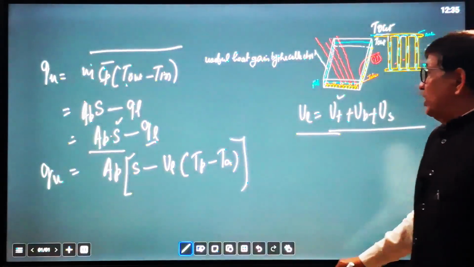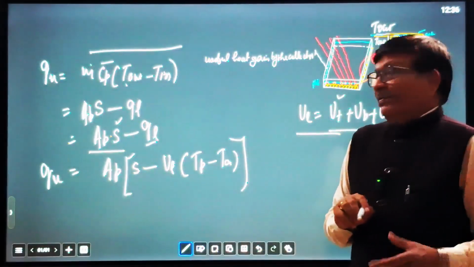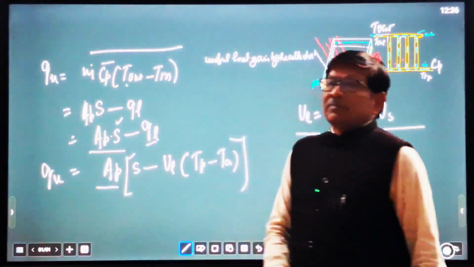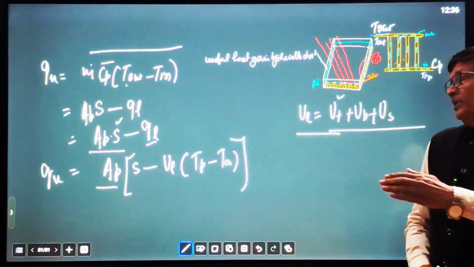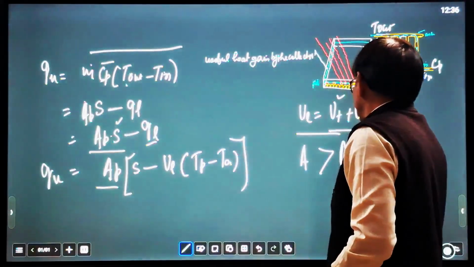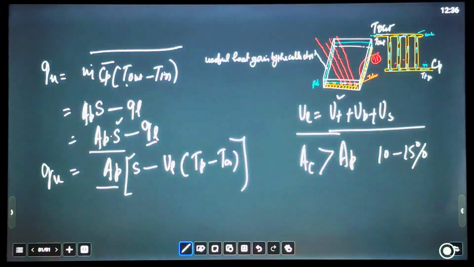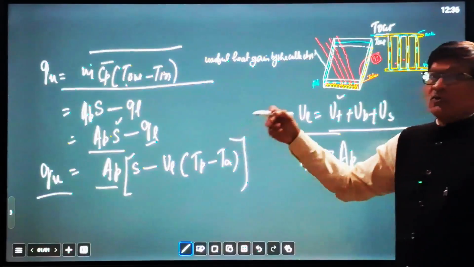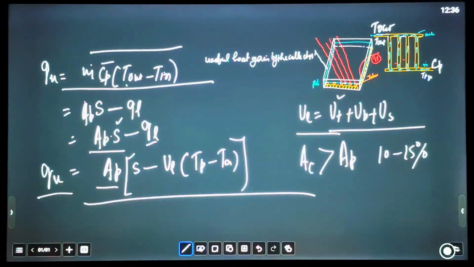So this is UL, and TP is the absorber plate temperature. TA is the surrounding temperature, and AP is the area of the absorber plate, which is 10 to 15% less than the area of the cover plate. The cover plate is on the top and the absorber plate is inside the collector. So that is why AC is greater than AP, around 10 to 15% greater than the absorber plate area. So this is the useful heat gain. You can represent it by either this equation, which is the practical way of finding the useful heat gain, or by the theoretical way you can use this equation for finding the useful heat gain rate per second.